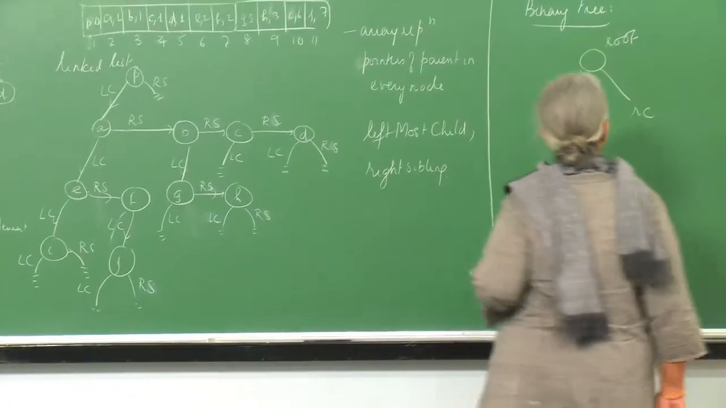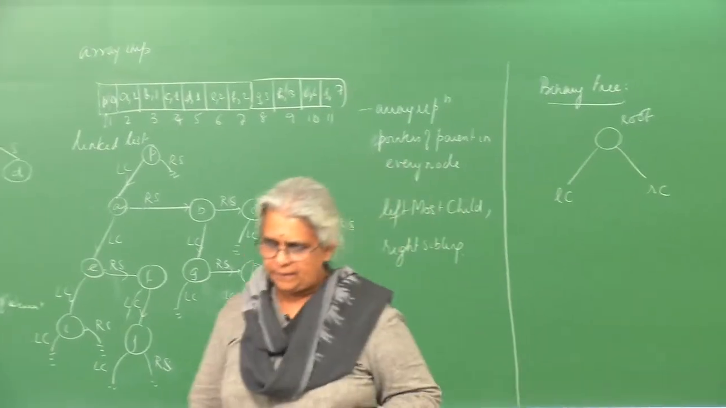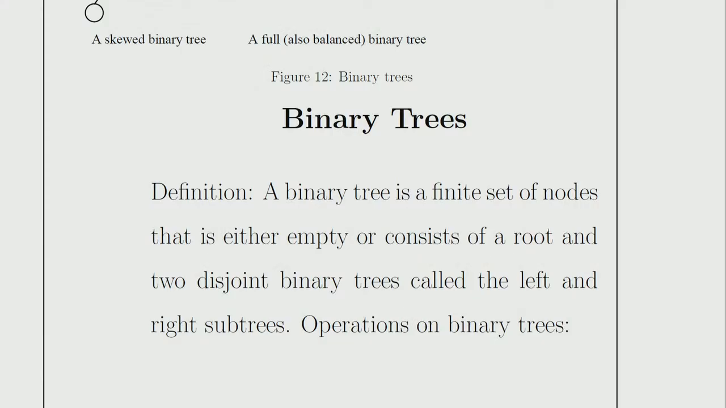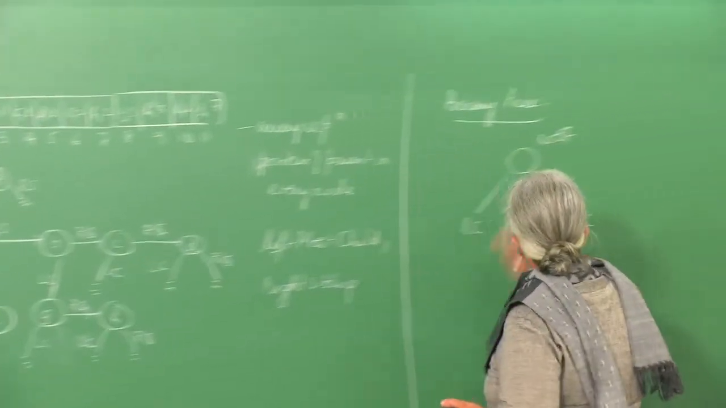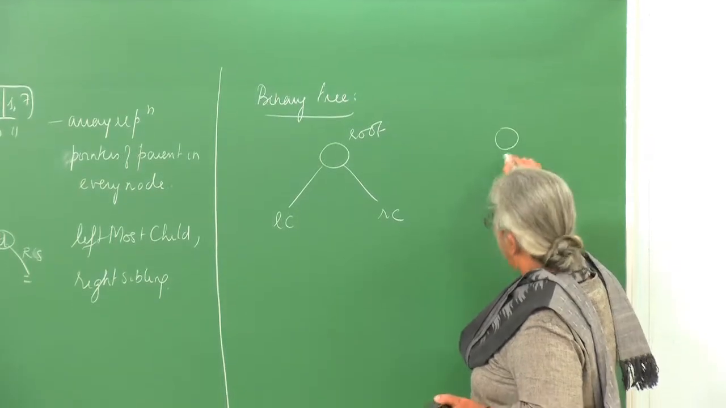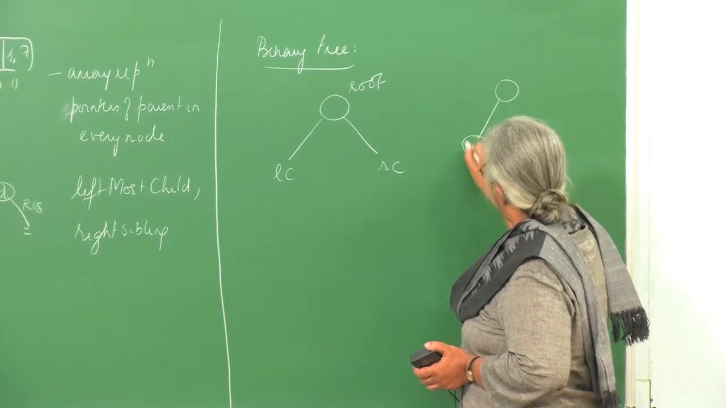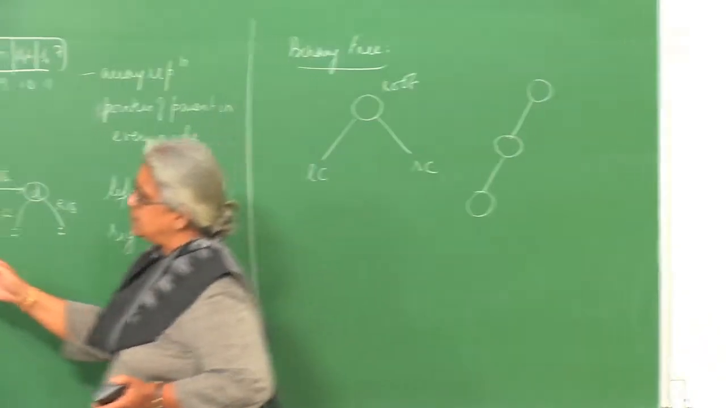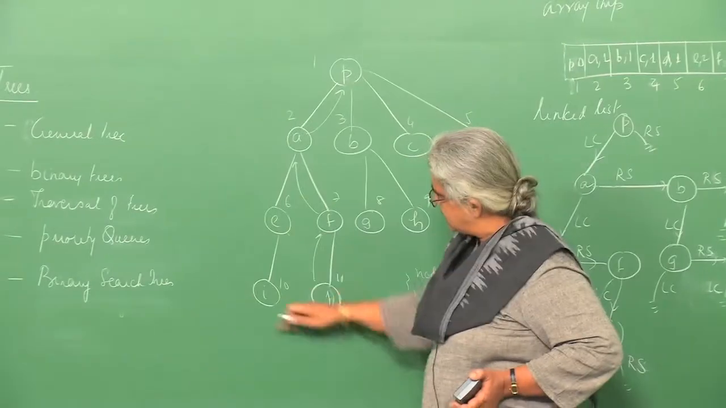Now, how do you define a binary tree? A binary tree is defined like this. What is it? It is a finite set of nodes that is either empty or consists of a root and two disjoint binary trees called the left and right subtrees. Okay. What is it telling me? That this is a binary tree, it can also be empty and it has left and right subtrees which are again binary trees.